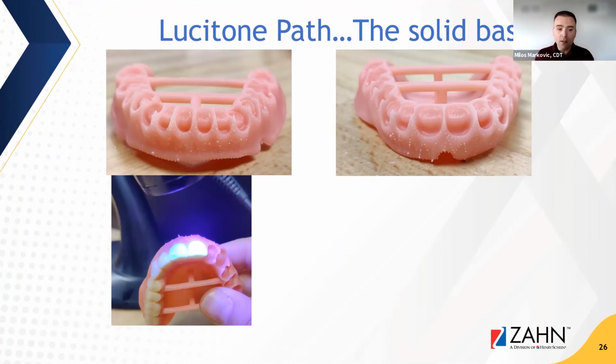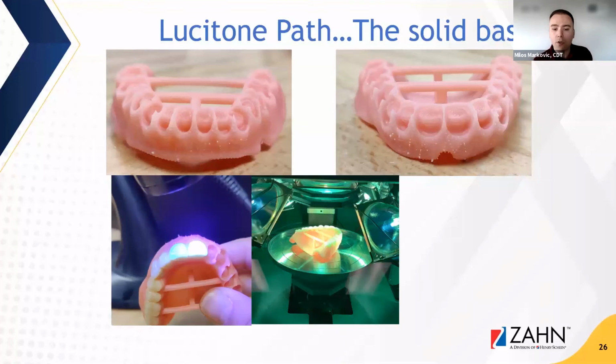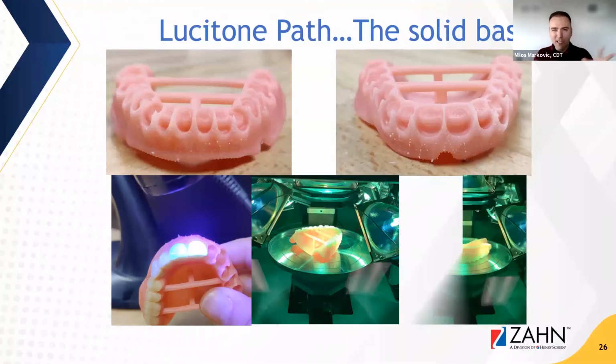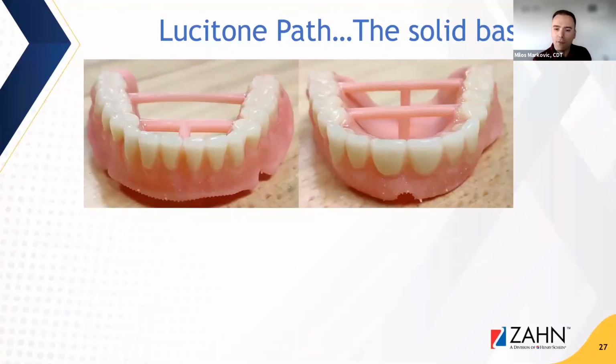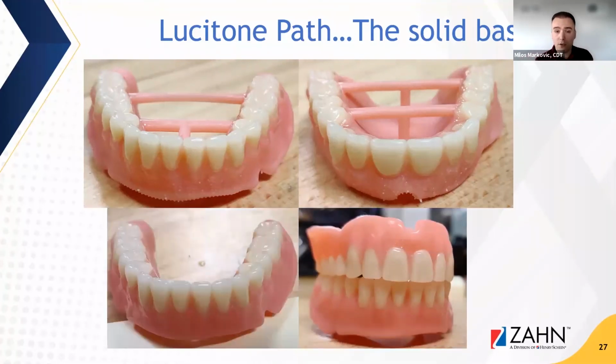So we take those teeth, we glue them in individually, and then we put it in a special curing unit where they all come together and solidify. And after everything's solidified, we start cutting things off, smoothing the surfaces. And then we go ahead and finish the Lucitone dentures.